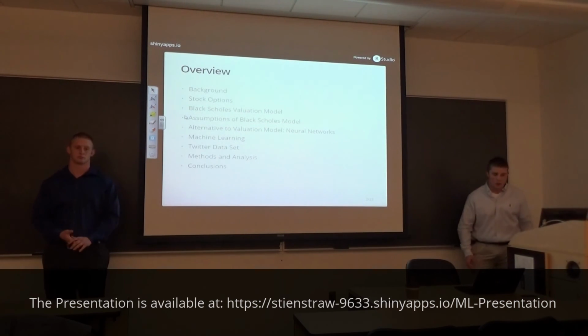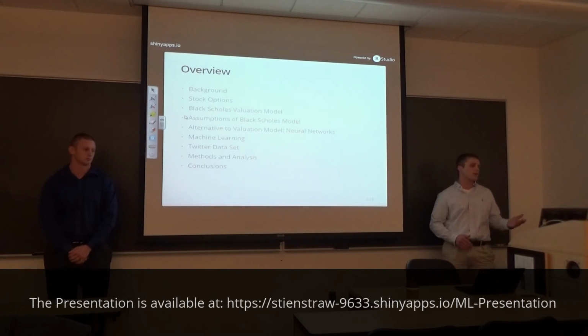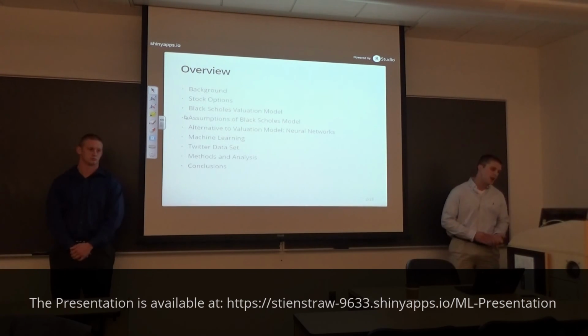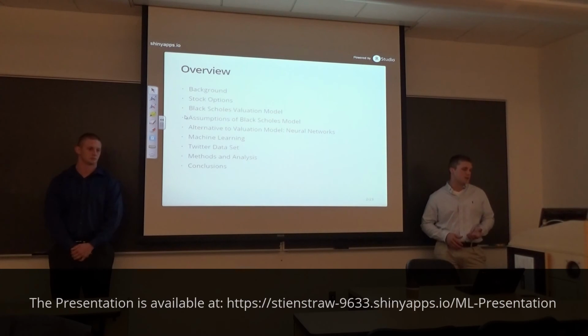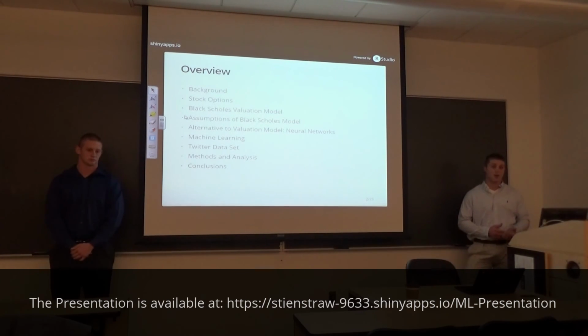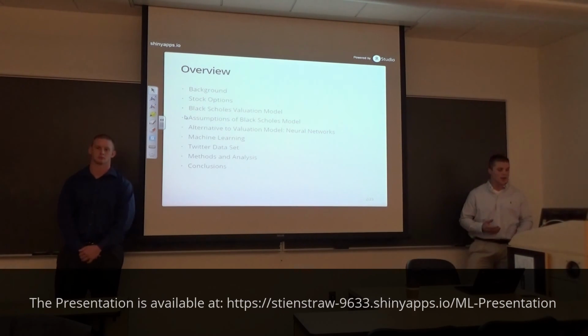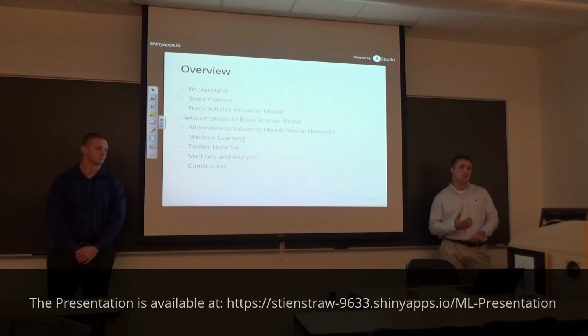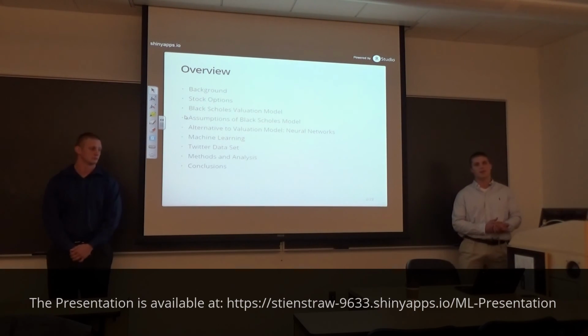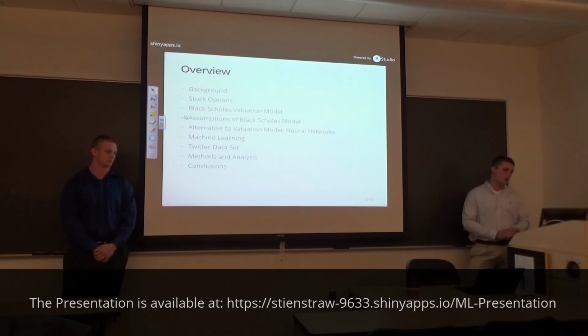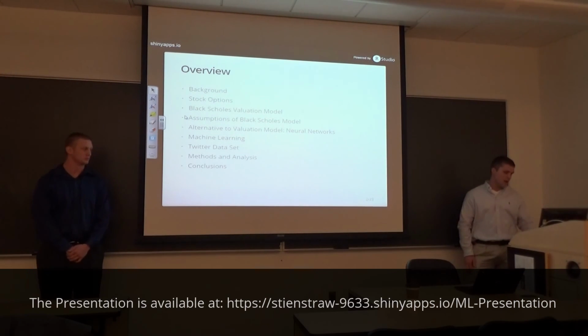To get started, a brief overview of what we're going to touch on. We're going to talk a little bit about the background behind the research, give an explanation of stock options, the Black-Scholes valuation model specifically, and then the assumptions of that model. And then we're going to talk a little bit about alternatives to the valuation model via neural networks and machine learning. And we're going to get a little bit into the Twitter data set that we broke down and analyzed with these neural networks and machine learning and the Black-Scholes. And we'll talk a little about the methods, and then we'll wrap up with some conclusions.